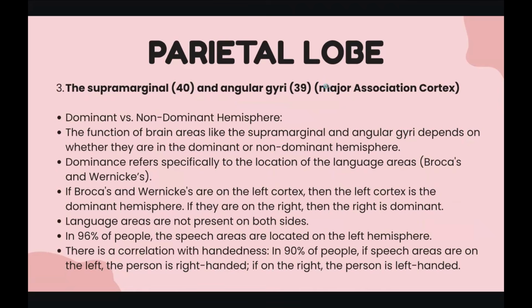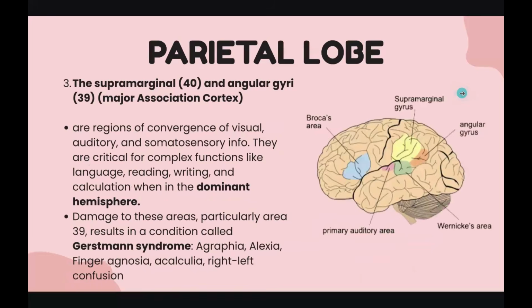Third, the Brodmann areas in the parietal lobe are the supramarginal gyrus, area 40, and the angular gyrus, area 39, which is the major association cortex. All right. This is where it has to do with the dominant versus the non-dominant hemisphere. Let me show you the areas here first, and then we'll talk more regarding the dominant and non-dominant.